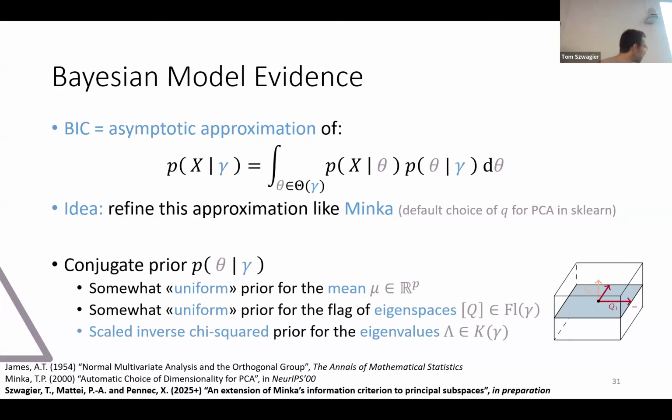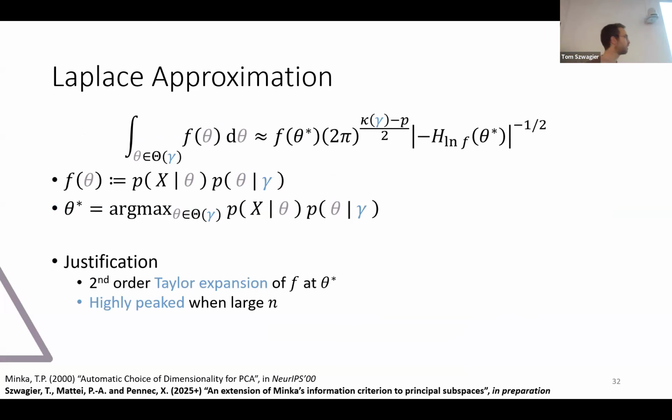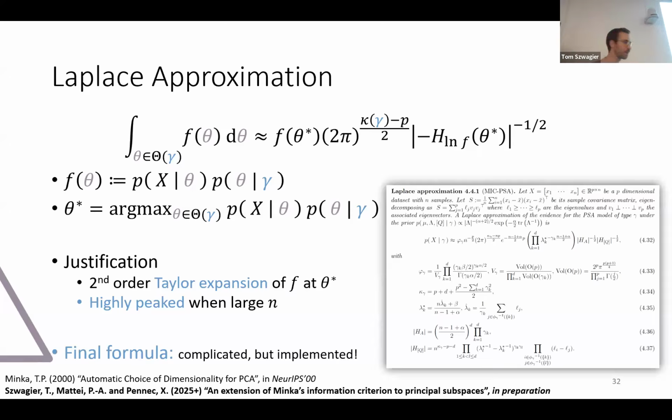We introduce a prior on the parameters, which is uniform for the mean and for the flag of eigenspaces, and scale inverse chi-squared for the eigenvalues. Then we perform a Laplace approximation of this integral, which is nothing but a second-order Taylor expansion of the posterior distribution around the maximum a posteriori. And we end up with a very complicated formula, but actually the only thing we have to do is implement it, and then you can readily use it for your model selection.